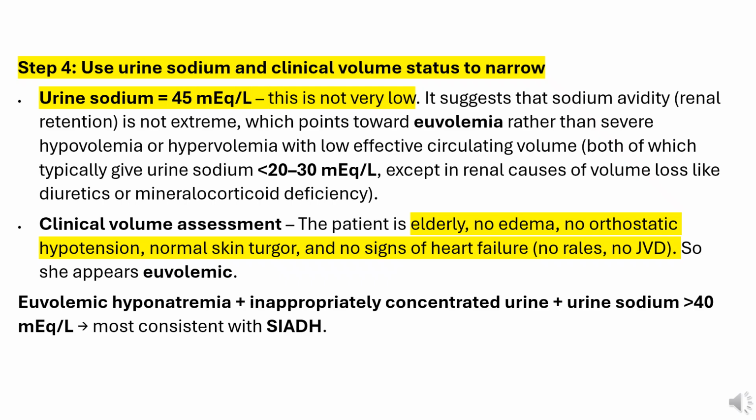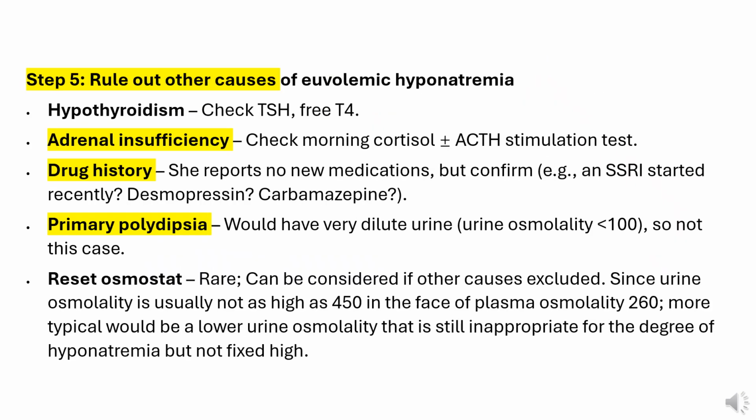Clinical volume assessment. The patient is elderly, no edema, no orthostatic hypotension, normal skin turgor, and no signs of heart failure, no rales, no JVD. So she appears euvolemic. Euvolemic hyponatremia plus inappropriately concentrated urine plus urine sodium greater than 40 mEq/L, most consistent with SIADH. Step 5. Rule out other causes of euvolemic hyponatremia.